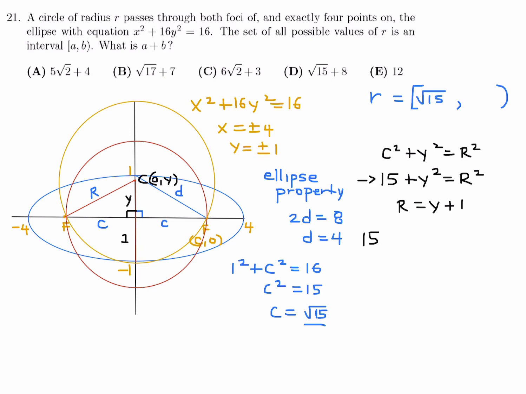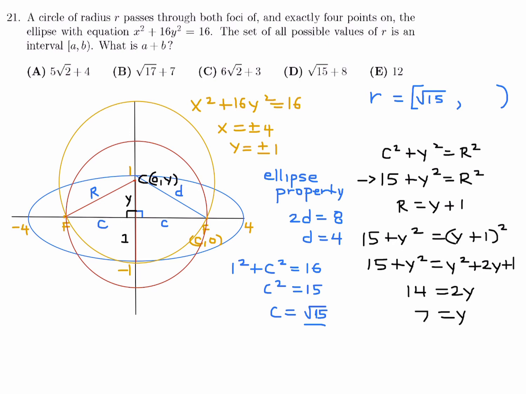So we got 15 plus y squared is equal to y plus 1 all squared. So this will be y squared plus 2y plus 1 is 15 plus y squared. The y squareds cancel. You get 14 is 2y and y is 7. Since r is y plus 1, r will be 7 plus 1, which is 8. And that is the upper limit of the radius.